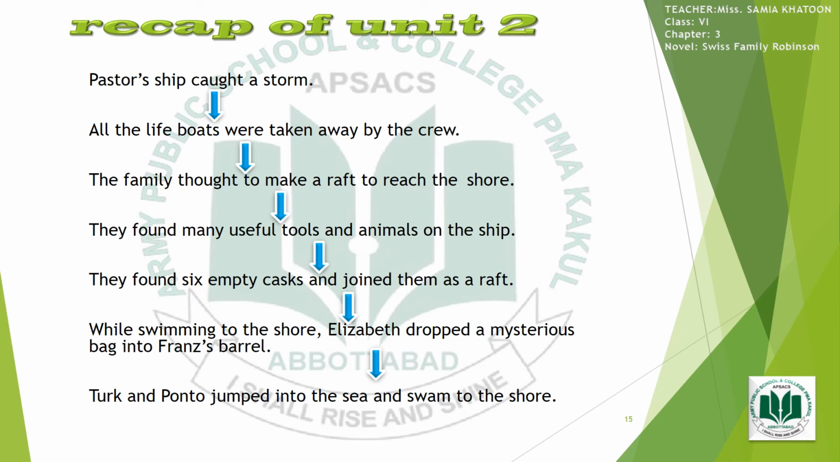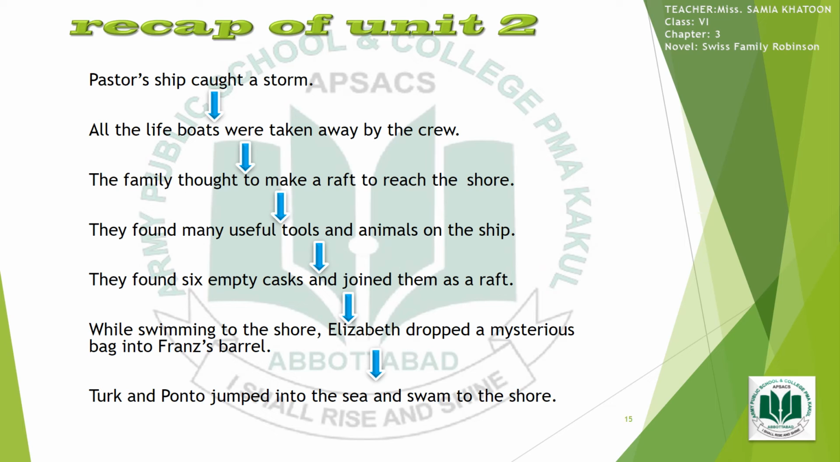What happened next? The family thought to make a raft to reach the shore. The family members gave different ideas to reach the shore, but finally it was decided that they will make a raft to reach the shore. Then they found many useful tools and animals on the ship. For example, they found fishing hooks, sailcloth, axes, hammers, some cows, sheep, and chicken.